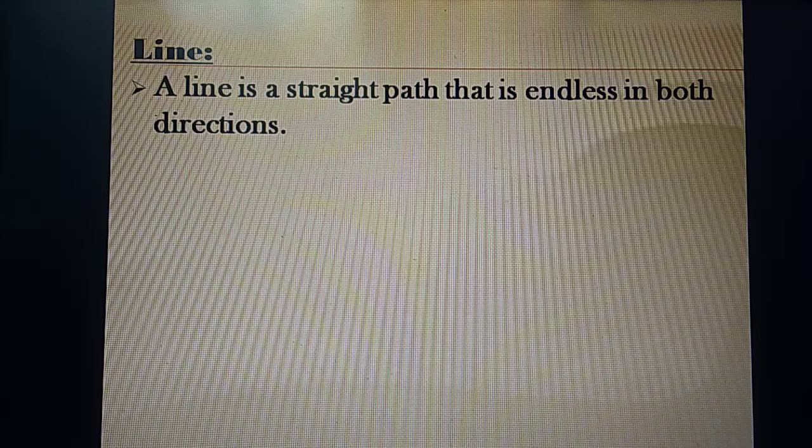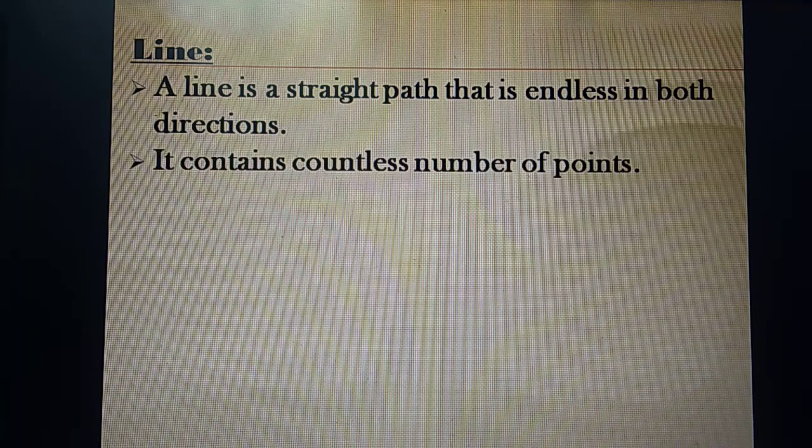Your next is line. A line is a straight path that is endless in both directions. Endless in both directions means it will move endlessly in both directions. It means it will not stop. It will not end in both directions. So, it contains a countless number of points. A number of points combine to make our line. As I told you, it is endless in both directions.